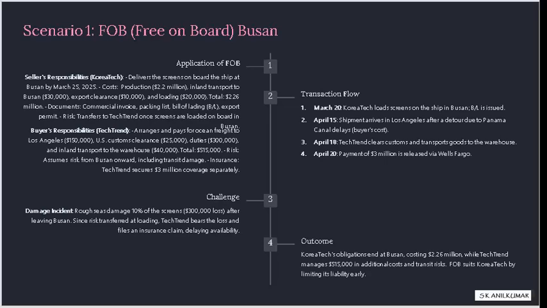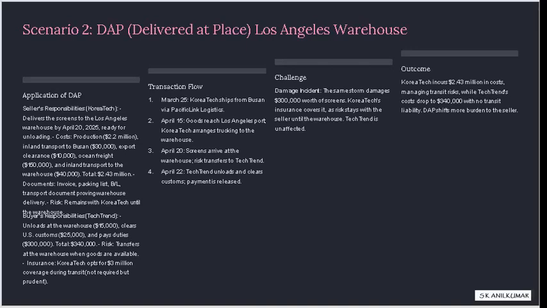Now comes the second scenario. The second scenario is using DAP, delivered at place at the Los Angeles warehouse. Now the seller's responsibility is to deliver the screens to the Los Angeles warehouse. It should be ready for unloading on the carrying vessel or truck. The costs are not only the production cost of 2 million but inland transport cost, export clearance cost, ocean freight cost, inland transport to the warehouse and maybe insurance up to that place.